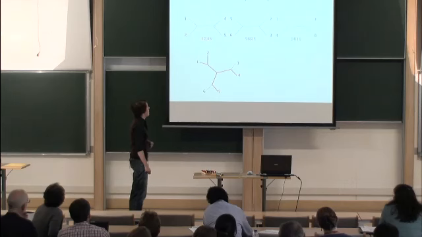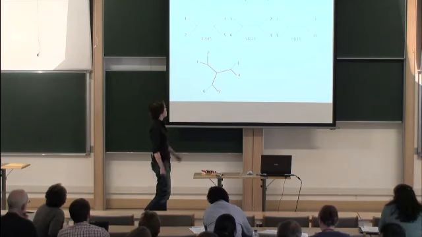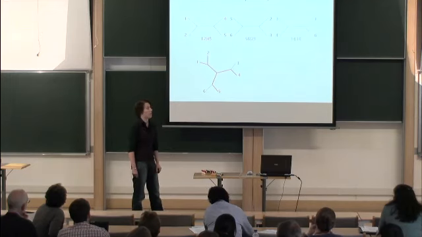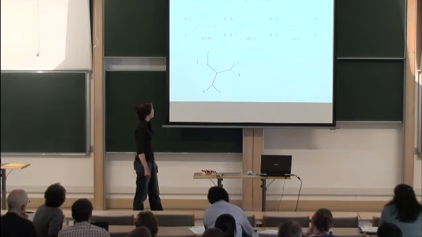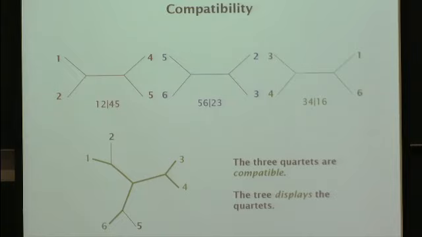You just connect the taxa 1, 2, 3, 4, and 5, and you see that the tree is the same as the tree of the first quartet. Then the blue quartet is also a subtree of that tree, and finally the green quartet is also embedded in that tree. So we say that the tree displays the quartets, or in other words, we say the three quartets are compatible.